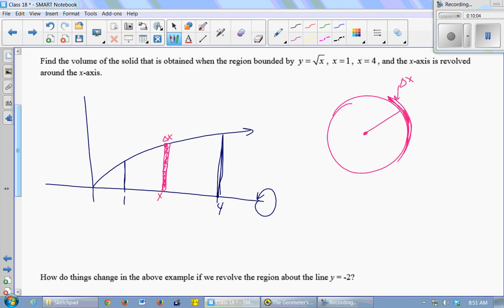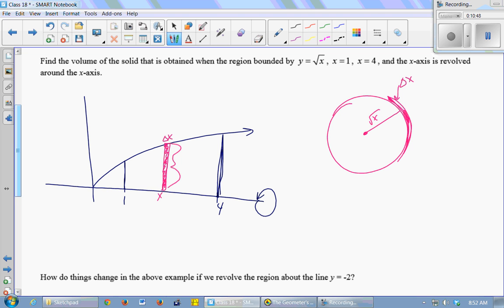What is the radius of that disk? Whatever the height is at x, right? So this is the x value along the x-axis. And then this guy ends up being the radius of the circle. And I can find that distance by plugging whatever this x value is into the function, right? So my function is square root x. So that's the radius of my circle. The radius of my disk is always going to be the square root of the x value.